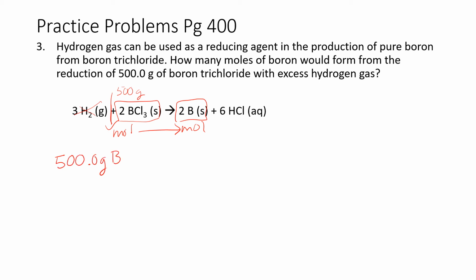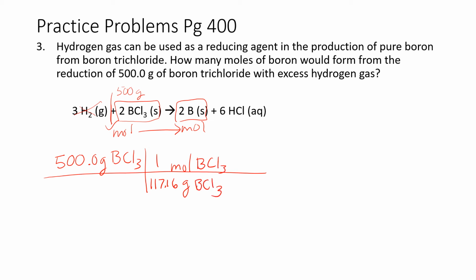So we're going to start with 500 grams of boron trichloride, and we're going to start by changing those grams into moles using our molar mass. So boron's mass is 10.81 plus 3 chlorines, so 3 times 35.45, and we get 117.16 grams per mole of BCl3. And that allows our grams to cancel.